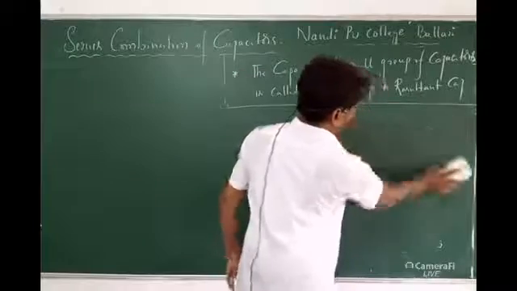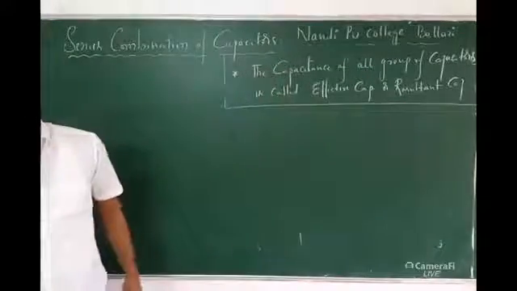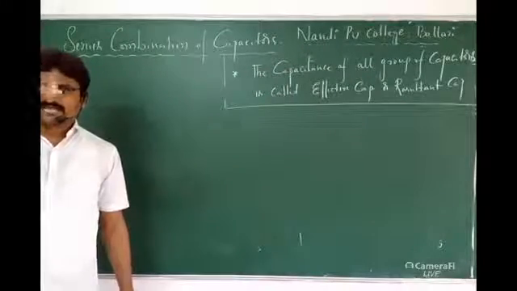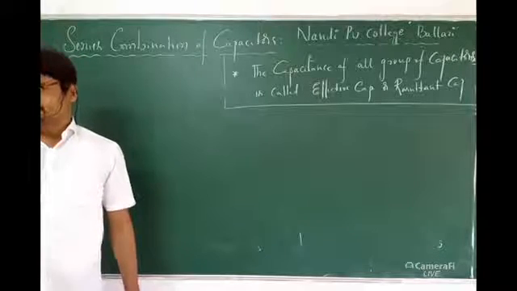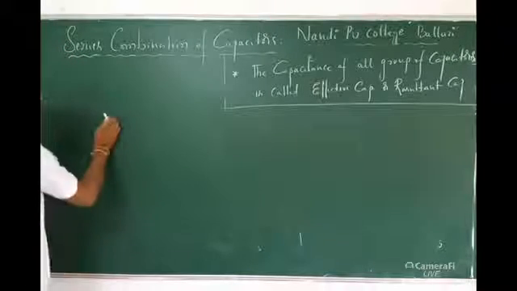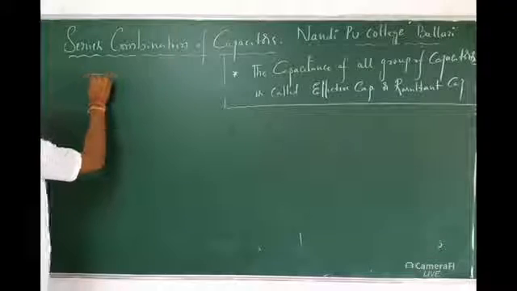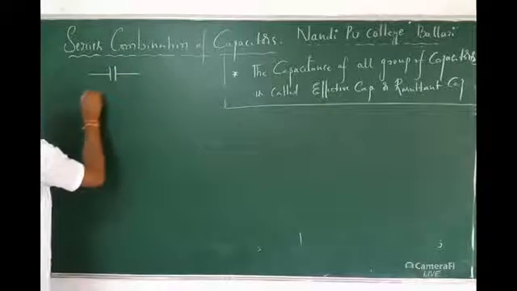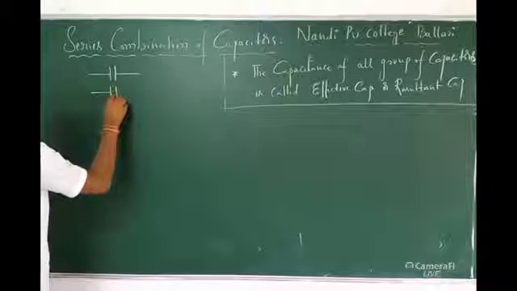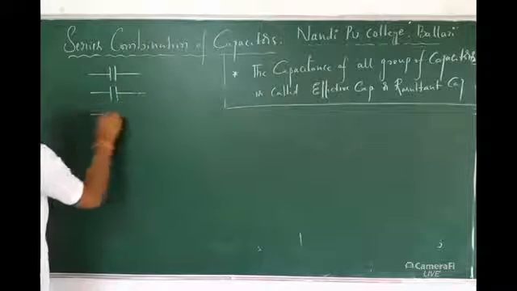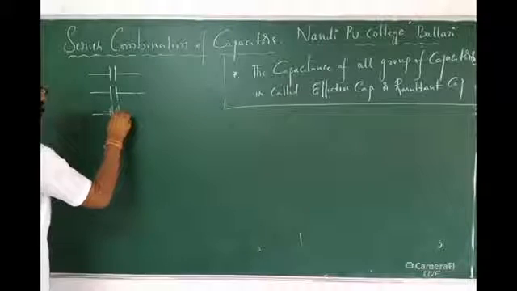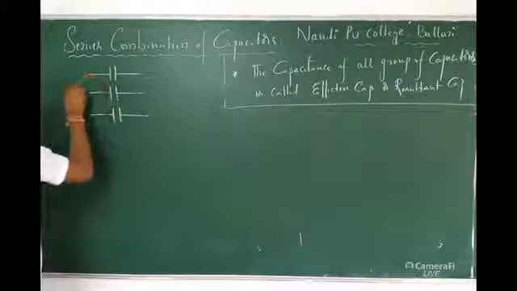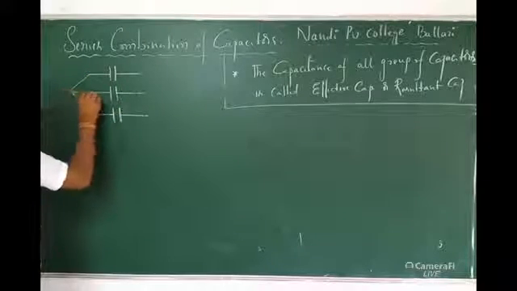What is meant by parallel combination? Yesterday I showed you one capacitor arranged parallel to another capacitor. That is parallel combination. First I will start with the diagram. Just like series, I will take 3 capacitors. All the 3 are parallel to each other.